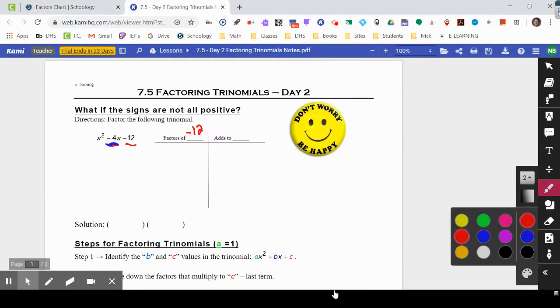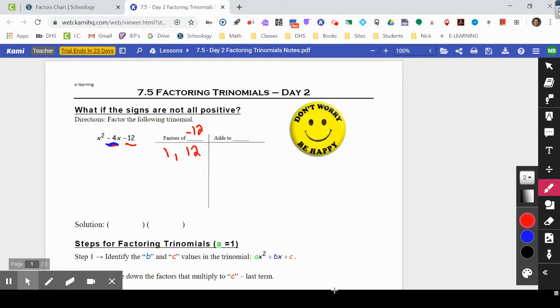All right, so we're going to list out the factors of 12 or of negative 12, right? So that means we have 1 and 12, we have 2 and 6, and we have 3 and 4. Except one of these numbers in each pair is going to be negative. So to figure out which one is going to be negative, we have to ask ourselves, what do these numbers have to add up to? What am I looking for? I'm looking for them to add up to a negative 4.